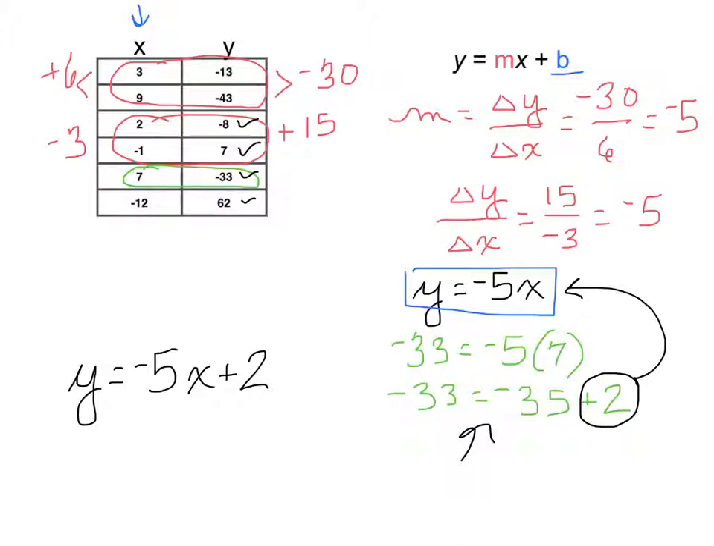Now go back to the first two. -5 times 3 is -15. -15 plus 2 gives us a -13. And the last ordered pair, -5 times 9 is -45. And -45 plus 2 gives us a -43. So we know that this is the equation for that table.